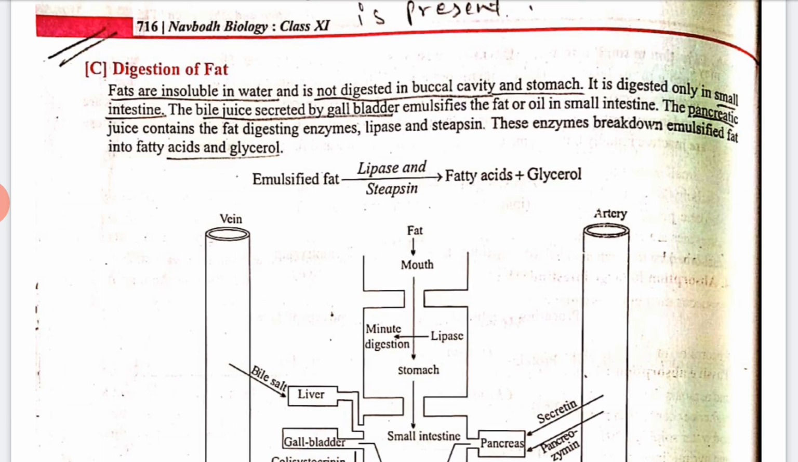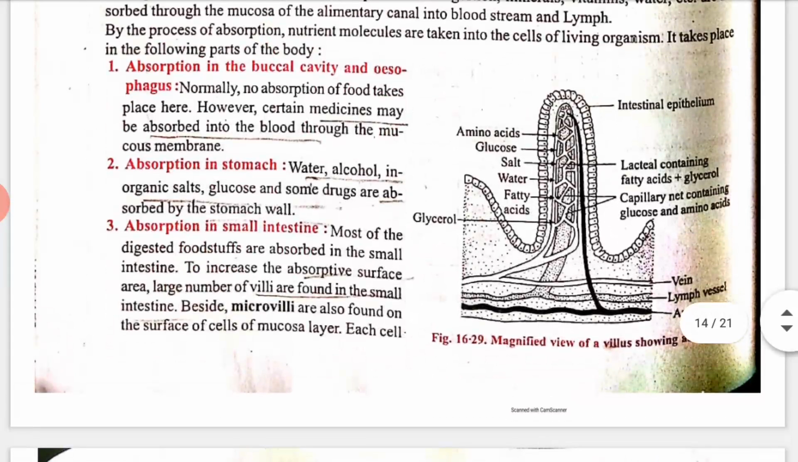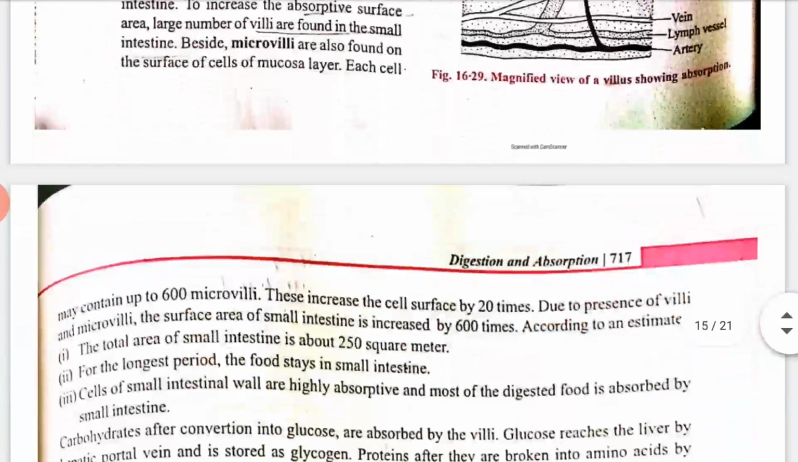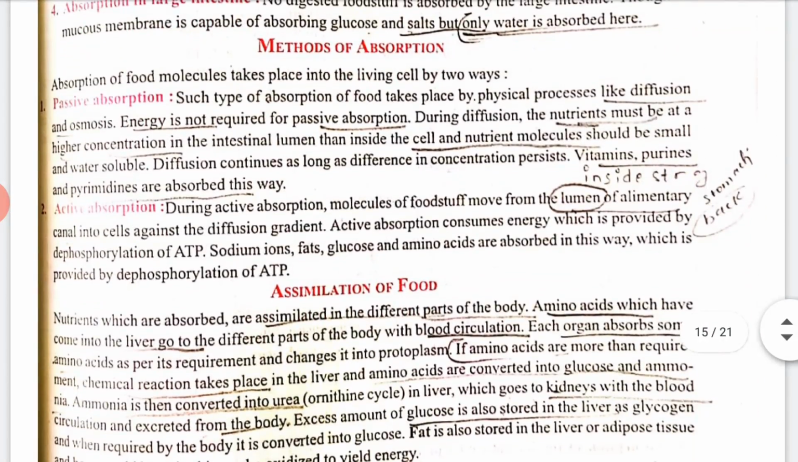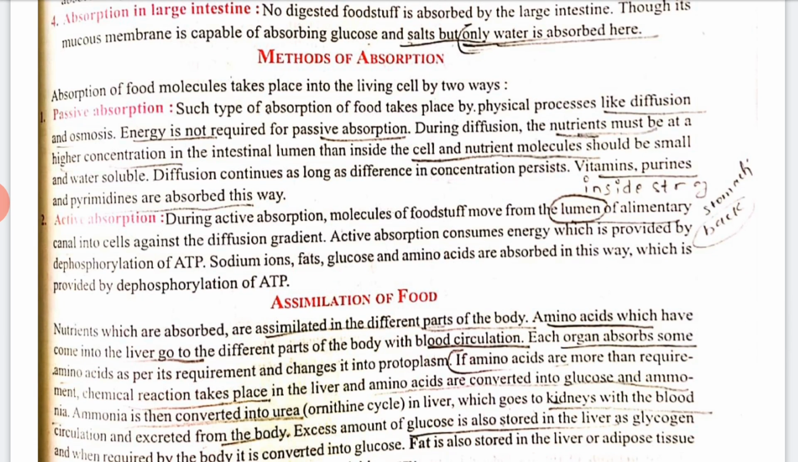In this way, again I told you that villi are present. Villi also play a very important role, like absorption in the buccal cavity and esophagus, absorption in the stomach, absorption in the small intestine and in the large intestine. All these things are done by the villi, and they have the role in the absorption of digested food. Now in our next video we will talk about the method of absorption.